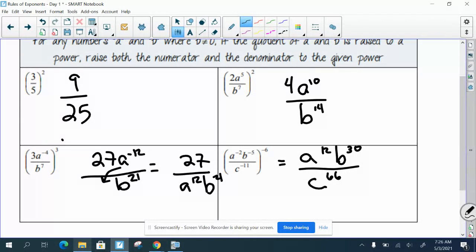Okay, so that's all. There are lots of examples in the Edulastic that go from pretty easy and basic to more complicated, but I think this gives you enough to review the rules of exponents.